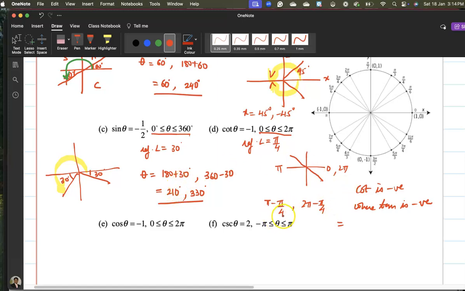On the summative... So how much will this be? 4 pi minus pi, 3 pi by 4. I'm taking the LCM, because you multiply by 4. 4 2s are 8. 8 minus 1, 7 pi by 4. Makes sense.